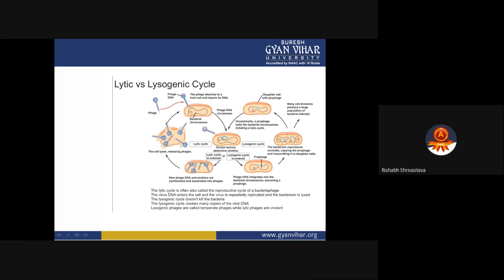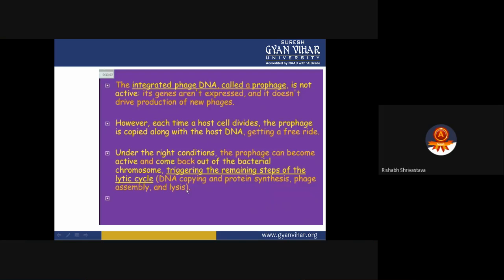The integrated phage DNA, which is called the prophage, is not active. That is, its genes aren't expressed as yet, and it doesn't drive production of new phages. However, each time the host cell divides, the prophage is copied along with the host DNA, getting a free ride. Under the right conditions, the prophage can become active and come back out of the bacterial chromosome, triggering the remaining steps of the lytic cycle: DNA copying and protein synthesis, phage assembly, and lysis.